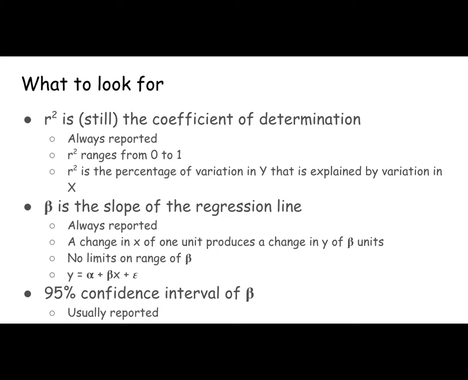Beta is the slope of the regression line. That's always reported. And beta tells you how much a change of 1 unit in x will change y. And there's no limits on the range of beta. What is often reported, but not always, is a confidence interval for beta.